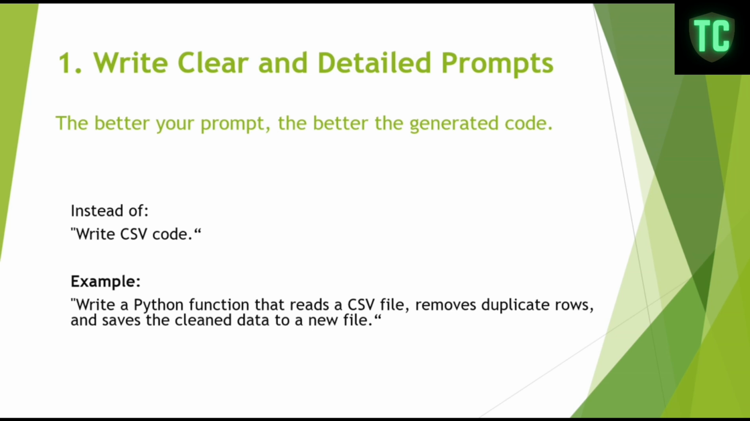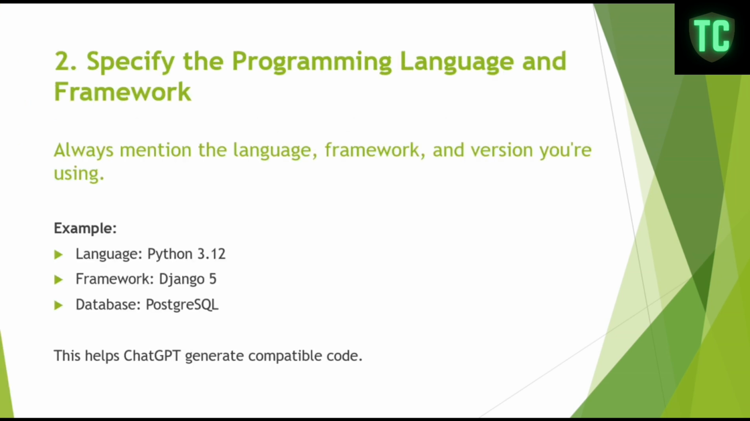Let's understand the second point. Specify the programming language and framework. Always mention the language, framework and version you are using. It makes clear which language it has to implement the code in. For example, you have to specify the language as Python 3.12, framework Django 5, and database PostgreSQL. This helps ChatGPT generate compatible code.